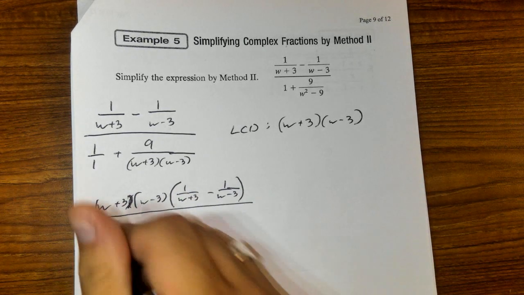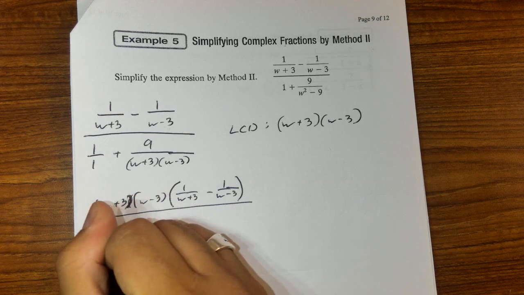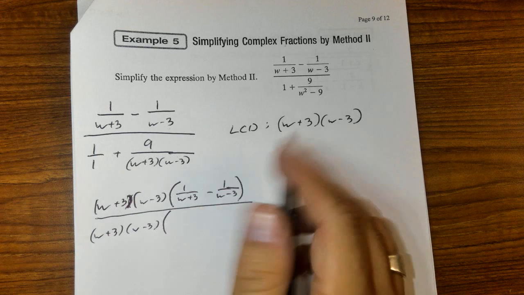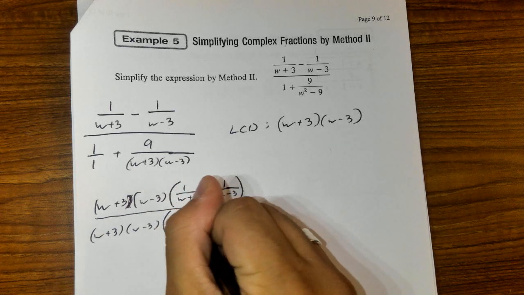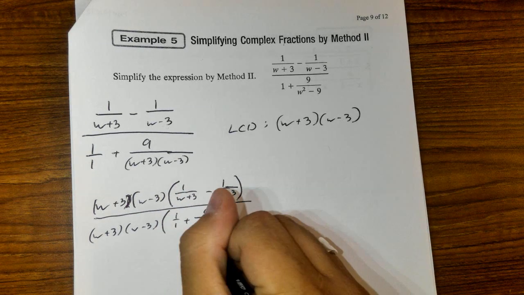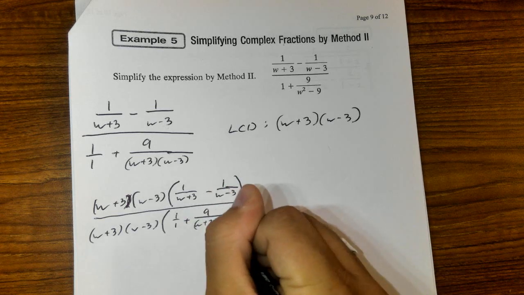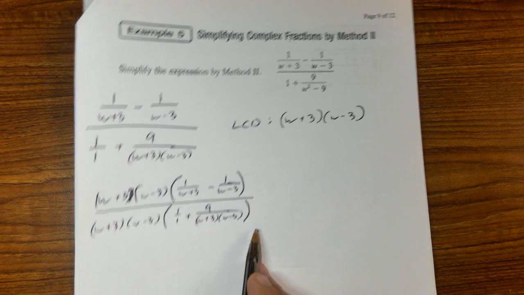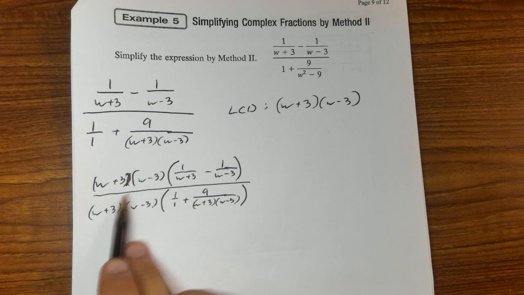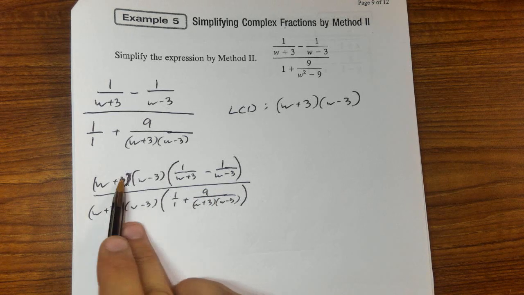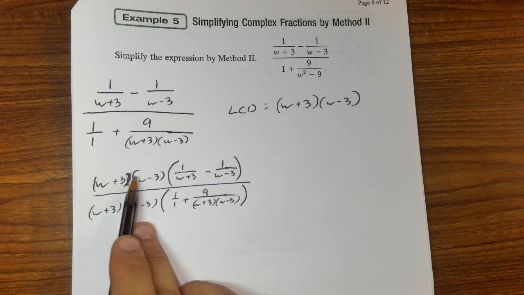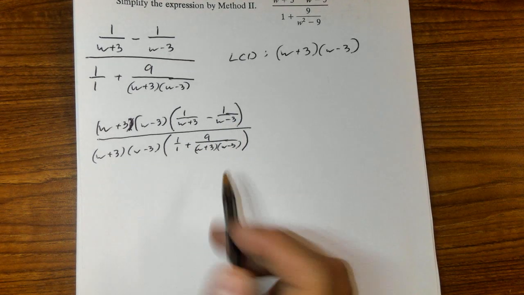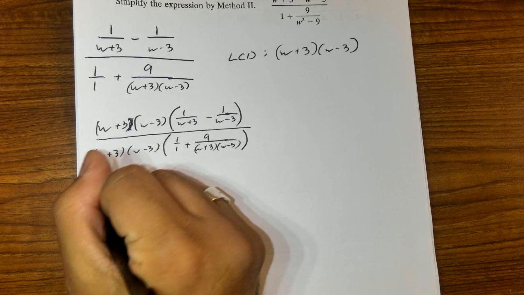And then same thing, w plus 3 times w minus 3. That is going to get multiplied to everything in the denominator. So 1 over 1 plus 9 over w plus 3 times w minus 3. And that should take care of everything there. So this is going to be distributive property. It's both of these things times this term, both of these things times that term. And when we expand it out, you'll see what's going to simplify. So let's go ahead and start expanding that out.